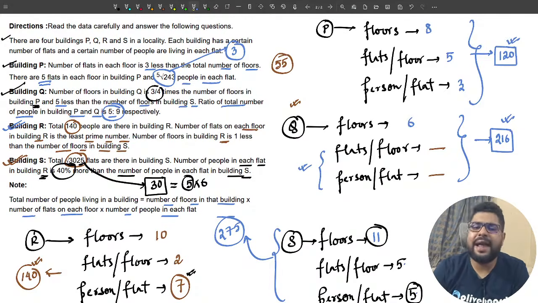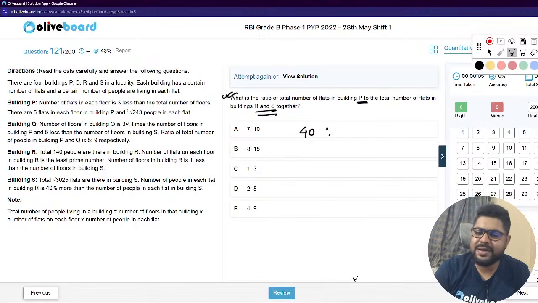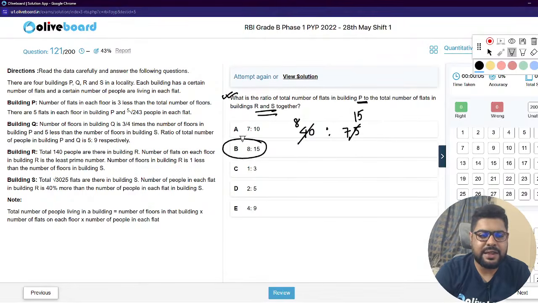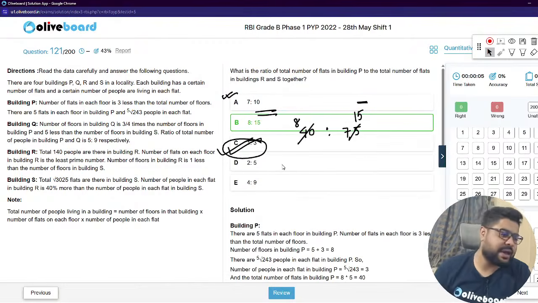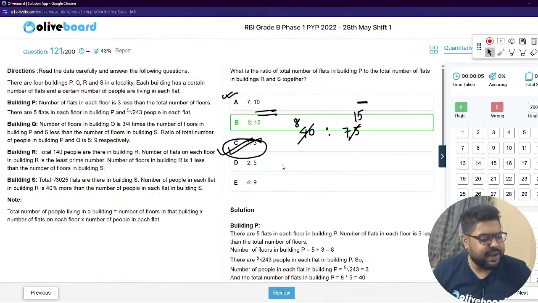Sir, R will have 10 floors, 2 flats in each floor. Total, sir, 20, and 11 into 5, 55. Total, sir, 75 together. Together they have 75, sir. चलो कर लो calculation. Total it will be 75. Sir, कर लो 5 8s are this, 5 15s are this. 8:15 दिख रहा है, option B. Option B has to be the correct answer. Very, very simple.